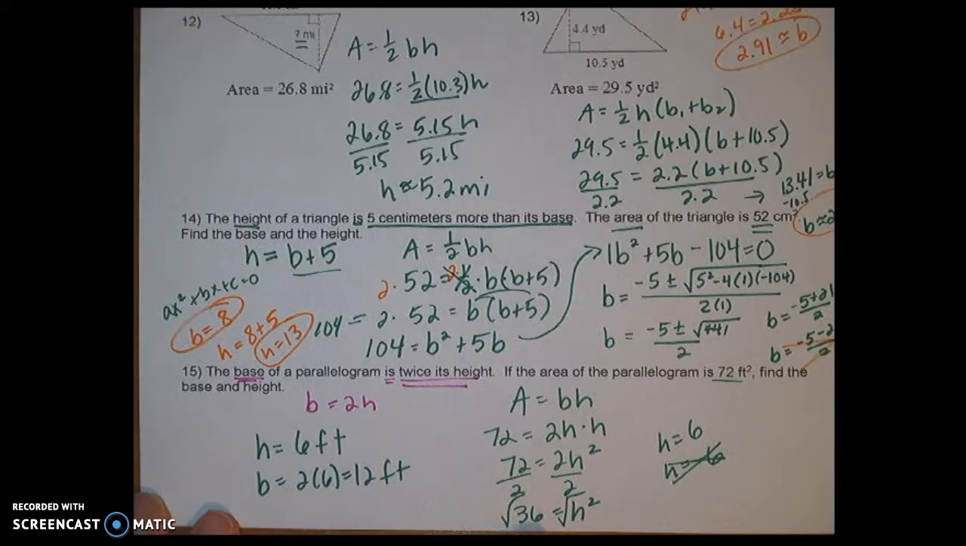The square root of 36 is 6 and negative 6. 6 has to be your height. You can't have a negative height, which means that the height of the parallelogram is 6 and the base is 12.